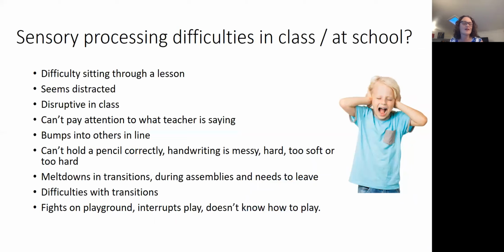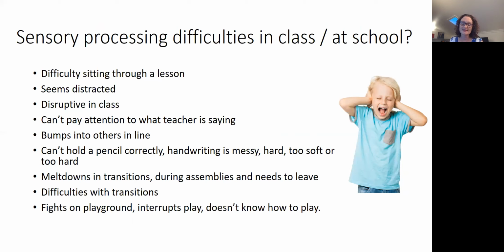So here are some examples of sensory processing difficulties in class and at school that you might be seeing in your class all the time. Kids might struggle with sitting through a lesson. They might seem distracted. They might be disruptive in class. They can't pay attention to what the teacher's saying because they're distracted by different sensory information. They might be bumping into other kids in lines and getting into fights or squabbles when they're lining up. Often they find it hard to hold a pencil and they're pressing too hard or too soft. And handwriting is really hard, so their handwriting is often messy.